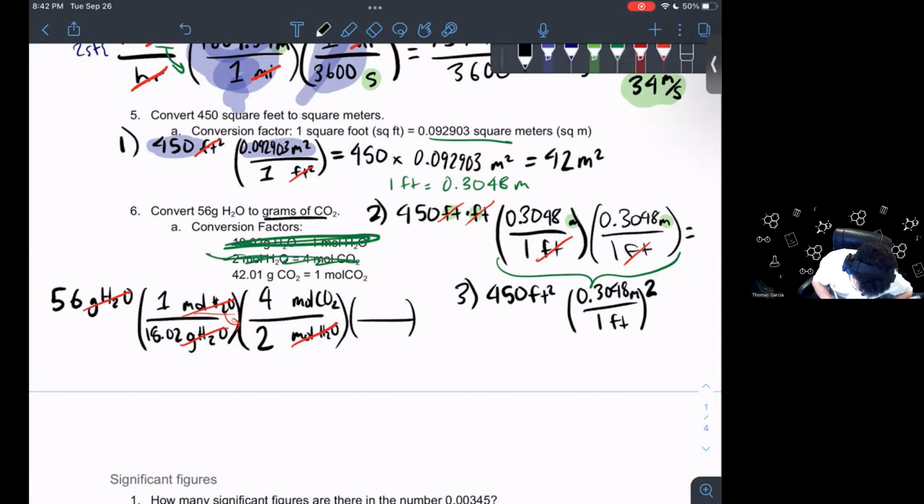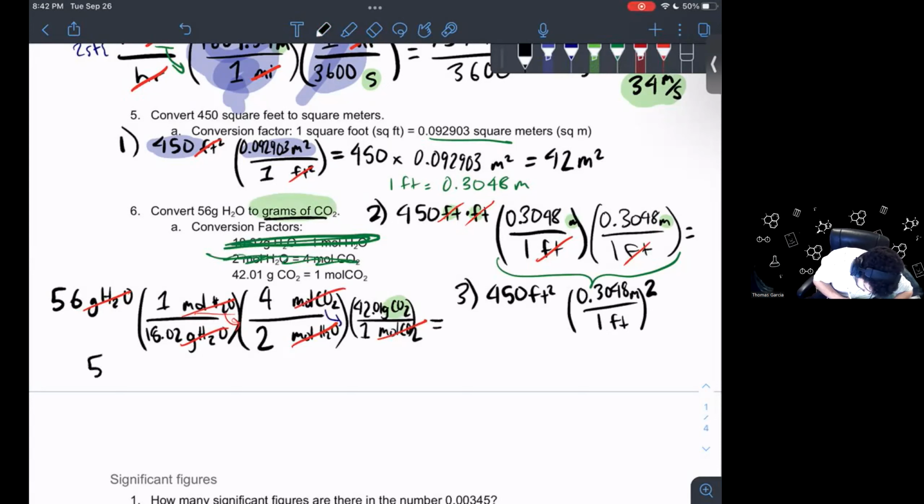And I will use the last one. I know that if I have mole of CO2 on top, I'll have mole of CO2 on the bottom, because what's on top has to go on the bottom so that we can cancel it out. And on top, all we're left with is gram CO2, which coincidentally, when we put our numbers in, is the unit we wanted to end with. We wanted grams of CO2. So I'll go ahead and cancel that out. And we can go ahead and throw in our calculator.